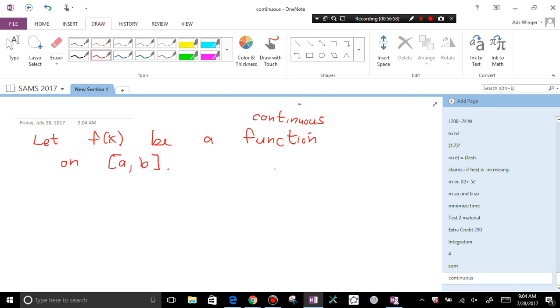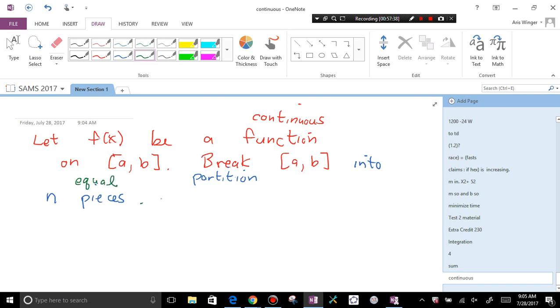I want to find the area under the curve. We're going to break a to b, some people like the word partition, partition a to b into n pieces, and they're equal pieces.